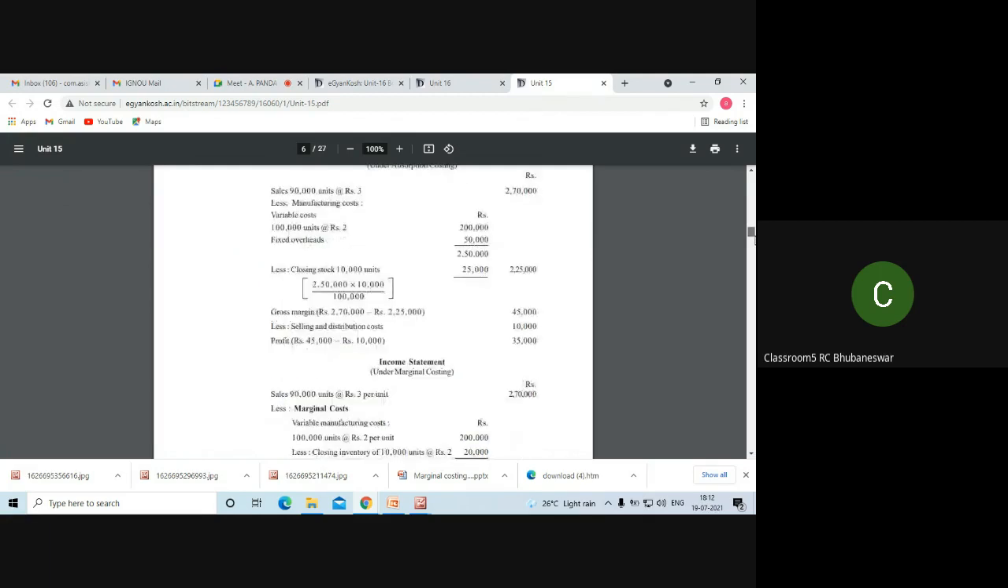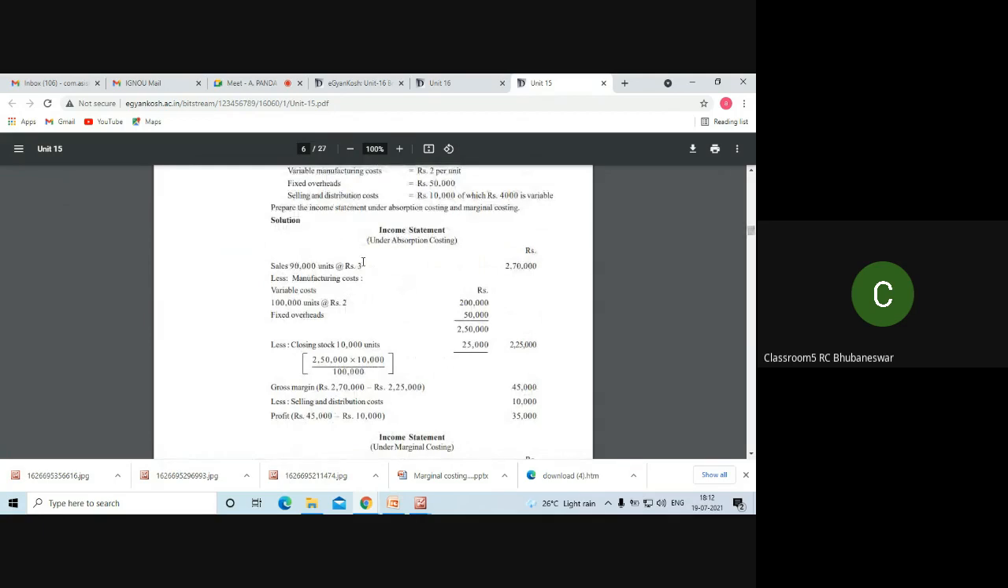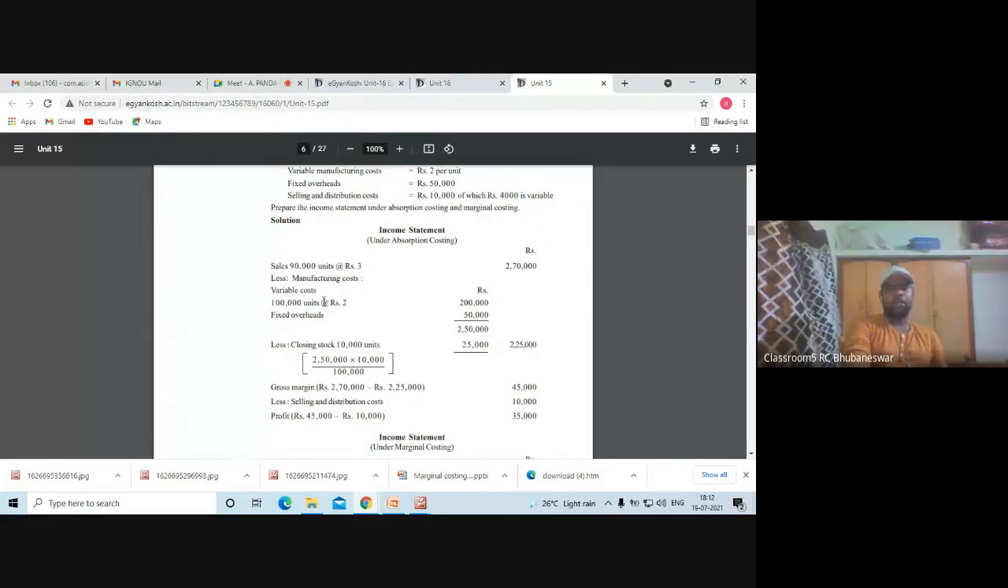So income statement under absorption costing, you can see here. Under absorption costing, sales is 90,000 multiplied by 3, it is 2,70,000, less manufacturing cost. How much? Variable cost is 2 multiplied by 1 lakh units, 2 lakh.